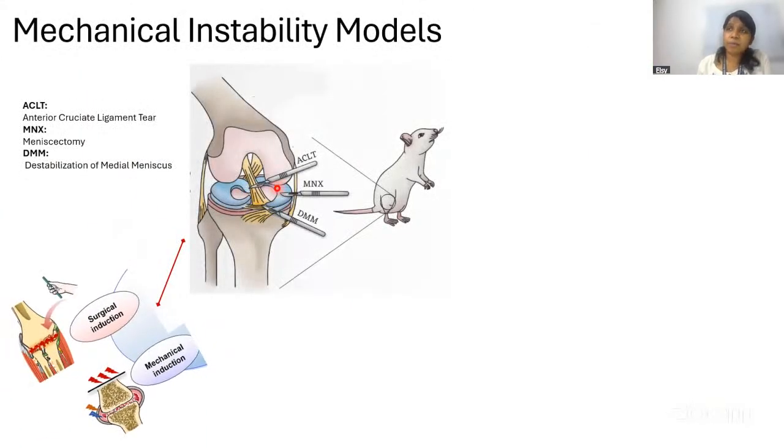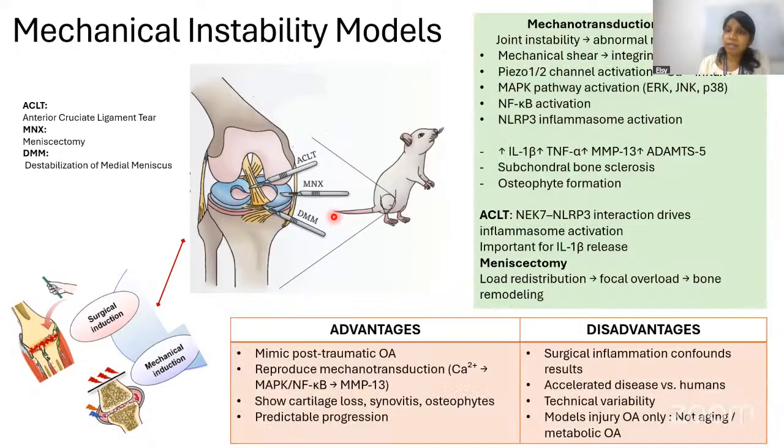Moving on to the instability models, which are most commonly used, where you can have the ACL ligament tear, the meniscectomy, or a destabilization model. So joint instability will cause activation, that mechanical shear will cause activation of various factors that will finally lead to inflammasome activation and also affect the bone, based on the grade or how long you leave these models. So they are a mimic of post-traumatic OA. They reproduce mechanotransduction, do show cartilage loss, and there is a predictable progression with these models.